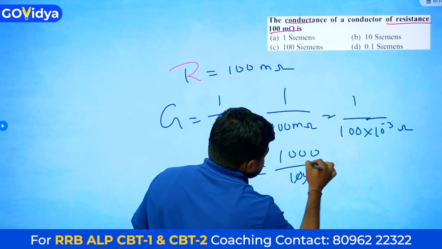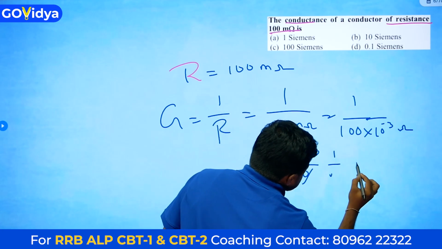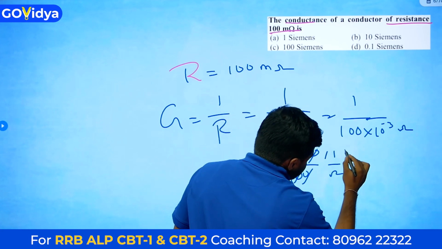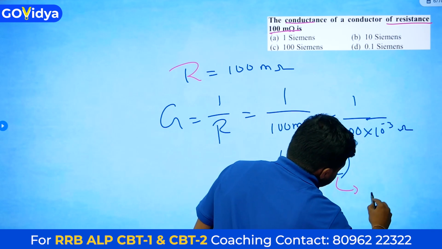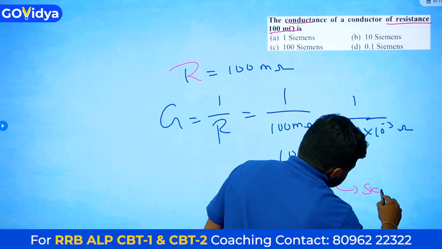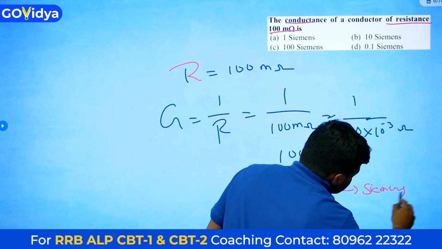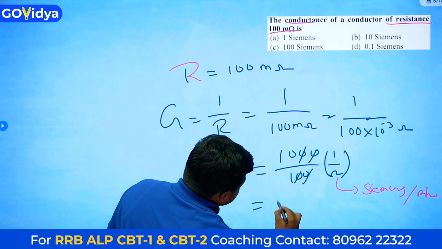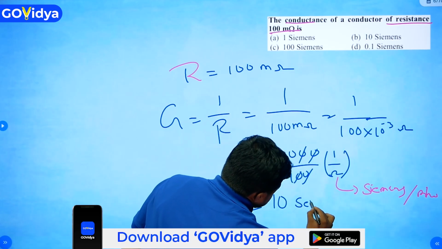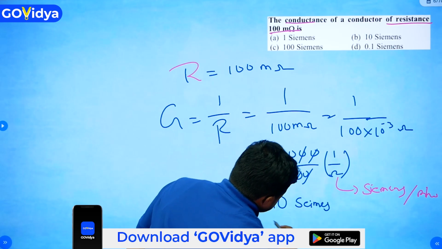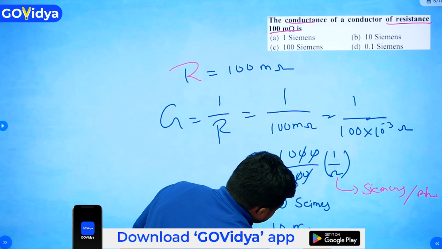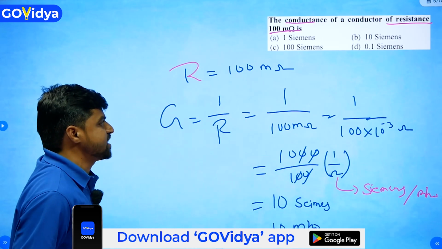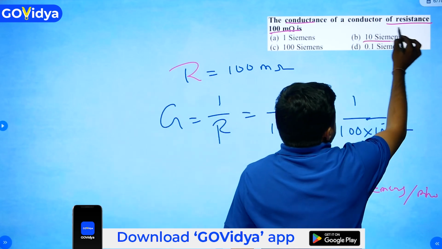The 0 will cancel, so we get 10 per ohm. 1 by ohm is also called Siemens or mho. Now we get 10 Siemens or 10 mho. From the options, option B is the correct answer.